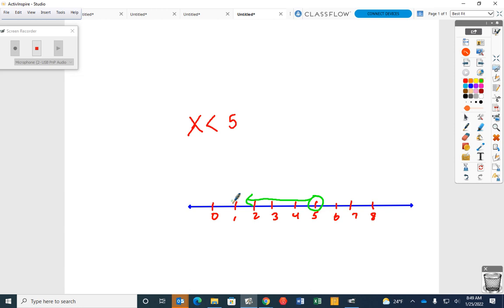The reason we use a closed circle is because it includes that point. Because "or equal to" means that point is also included. Does that make sense? Make sense?